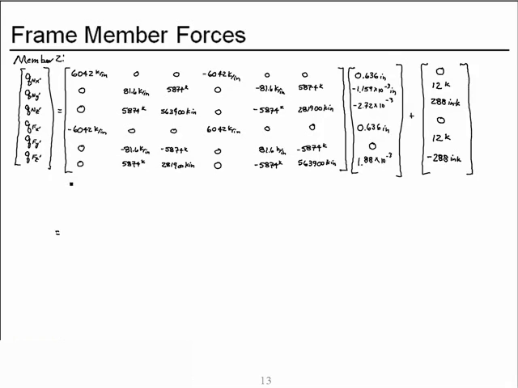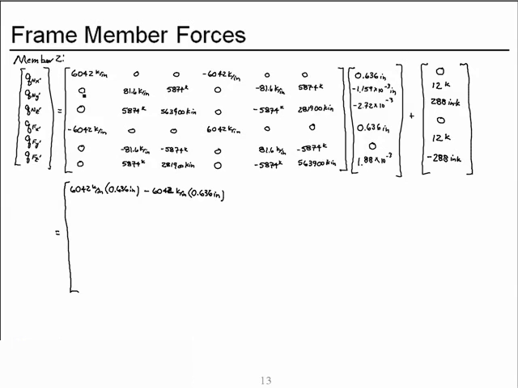So let's perform the matrix multiplication. Our first row, we have this term times this term, 0.636 inches. We get no contribution from this term or this term, and we have this term times this term, negative 6042 kips per inch, 0.636 inches. No contribution from this term or this term, and then we add in the fixed end force, 0.